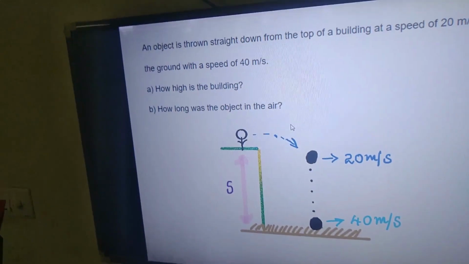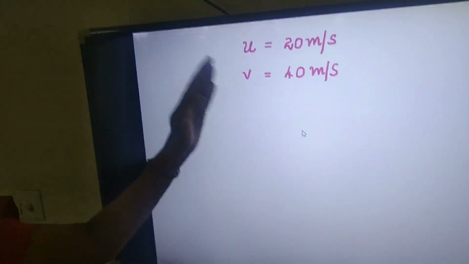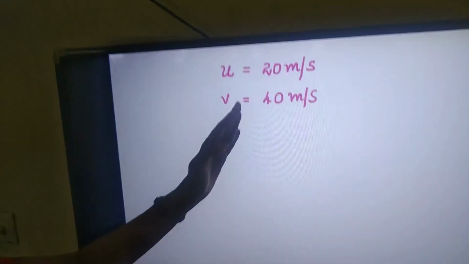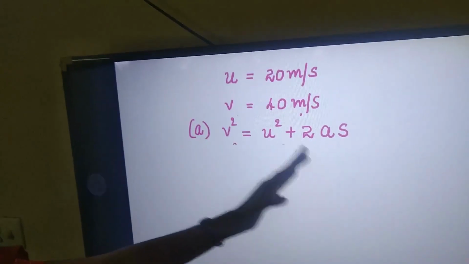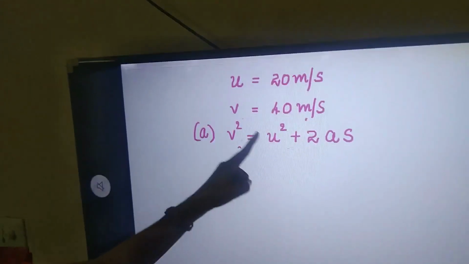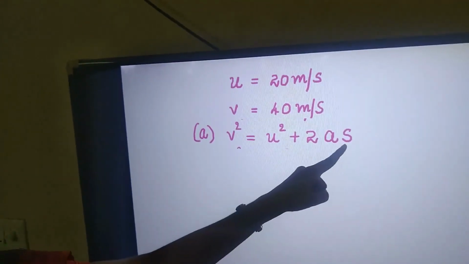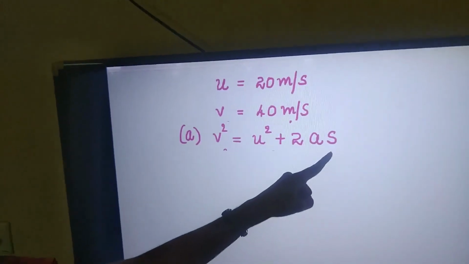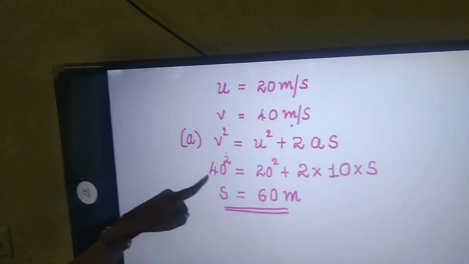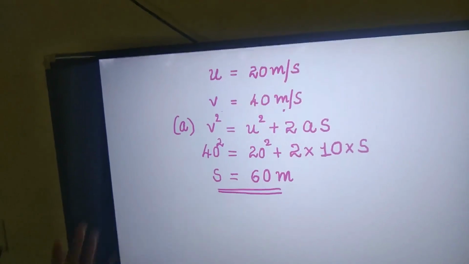So let's have a look at the solution first. For finding the height of the building, we can first of all write the given quantities: initial velocity, final velocity, then go for the equation. So here you are given final velocity, initial velocity, acceleration 10. You have to find the distance travelled. The distance travelled is equal to the height of that building. So when you put the values, you will get S is equal to 60 meter.